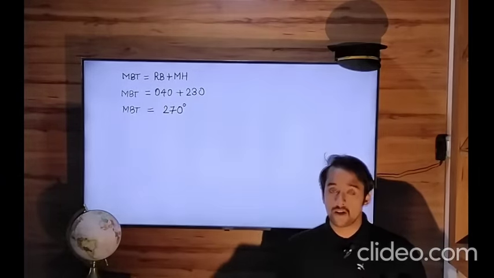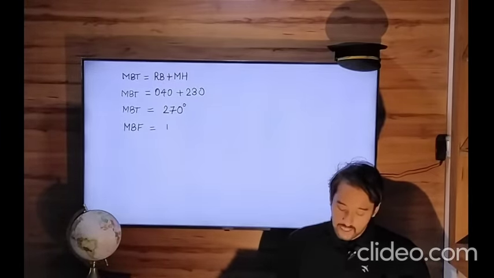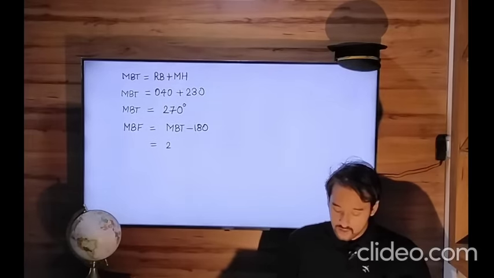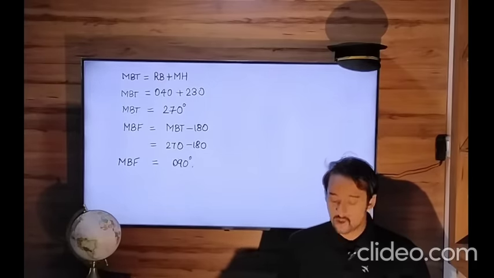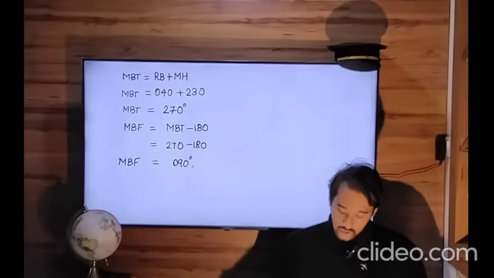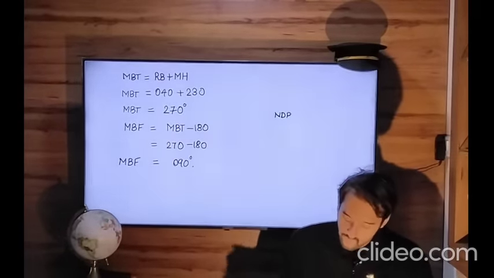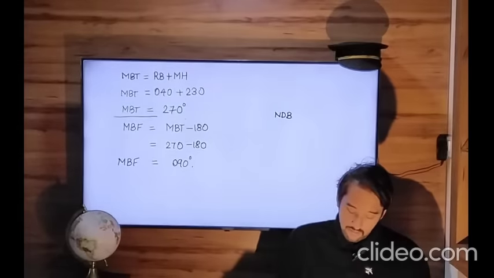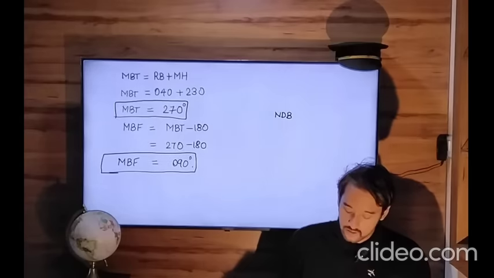We have been asked to find magnetic bearing from the station. It will be the reciprocal of magnetic bearing to the station. 270 minus 180 is 090 degree. So this is the answer, 090 degree. Let's draw this. NDB is here. We have QDM 270, QDR 090.